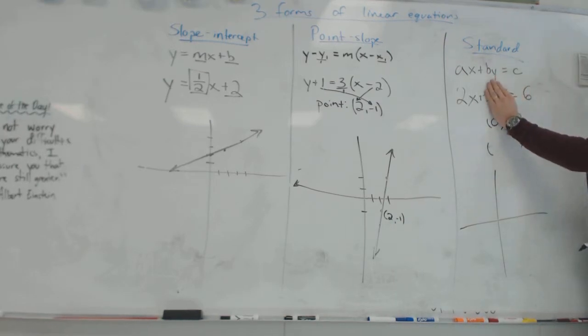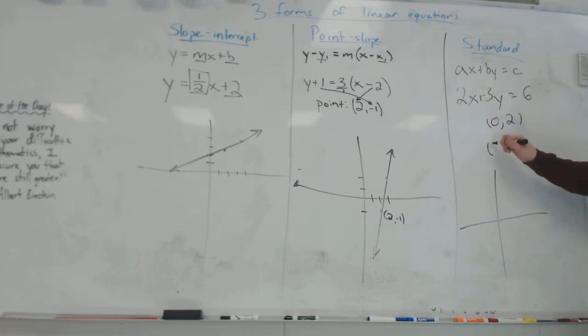Then I make y 0. And I have 2x equals 6. Divide both sides by 2. X equals 3. And so x is 3 when y is 0.